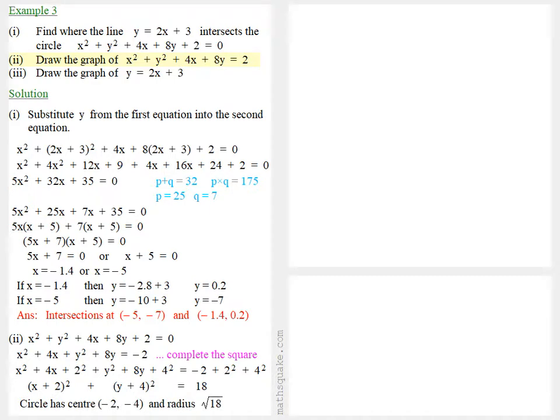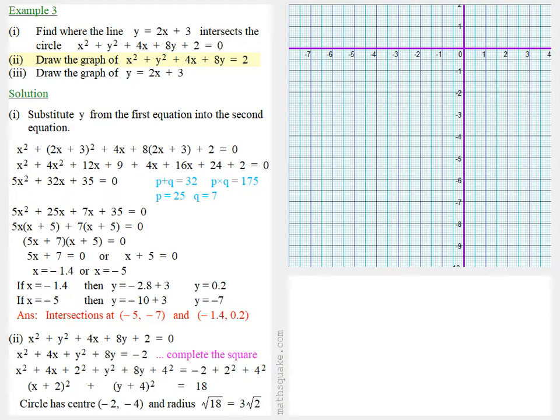Now that's the standard equation of a circle. So the circle has centre minus 2, minus 4 and radius the square root of 18, which can be written as 3 root 2. Now to draw the graph, we need some graph paper. We draw a circle, centre minus 2, minus 4, and we draw the radius 3 root 2. Now that's actually a diagonal which is 3 squares across and 3 squares up. So in fact it goes through the point minus 5, minus 1.